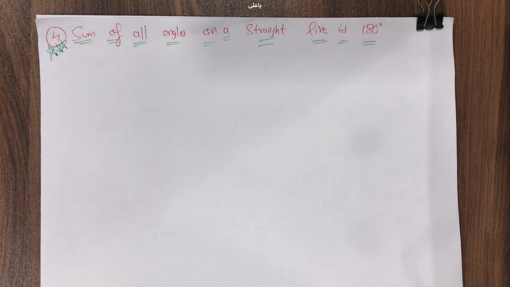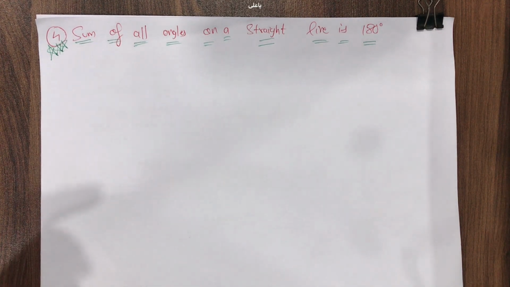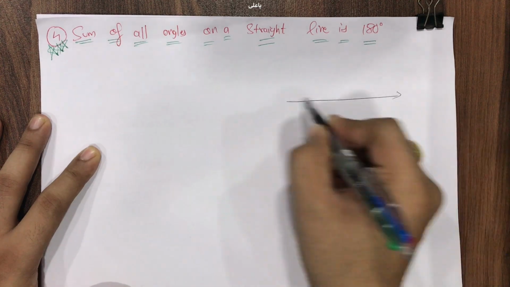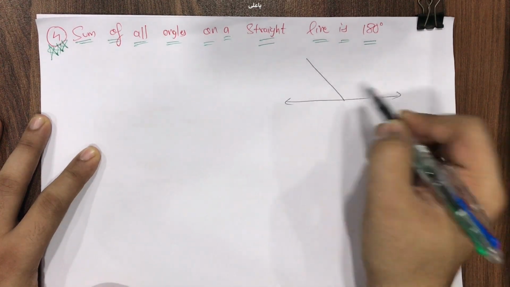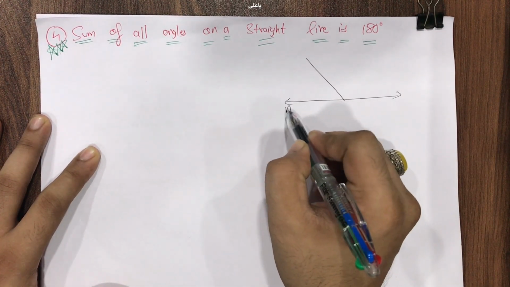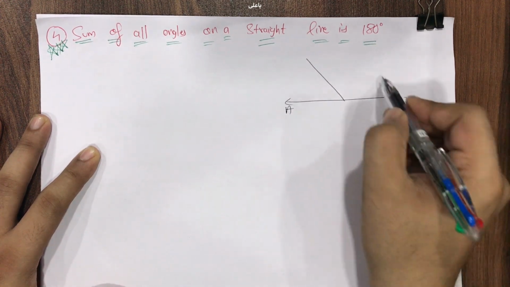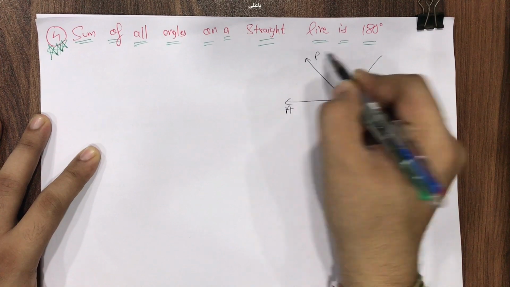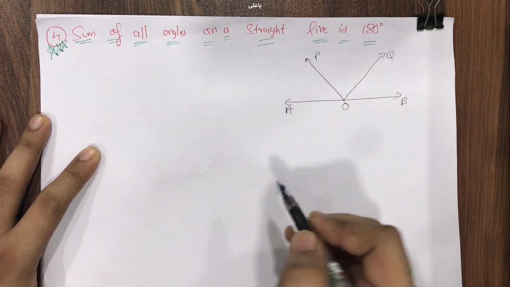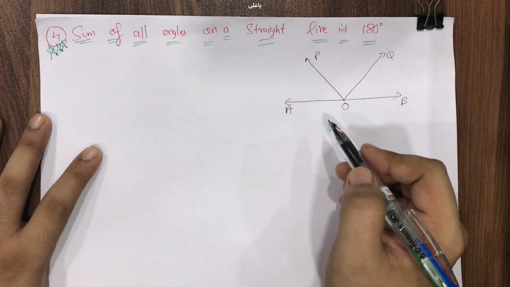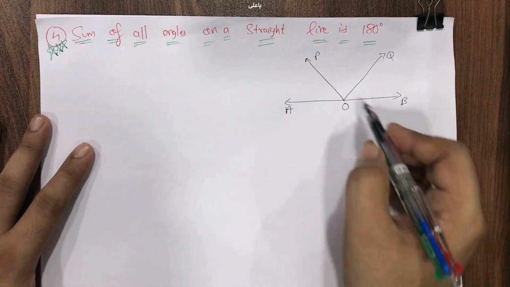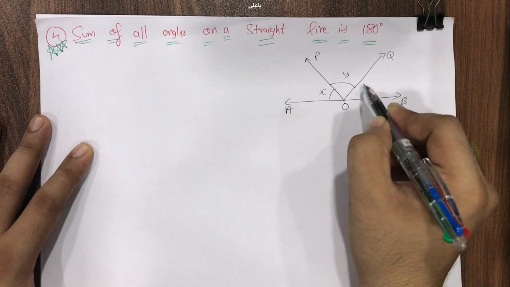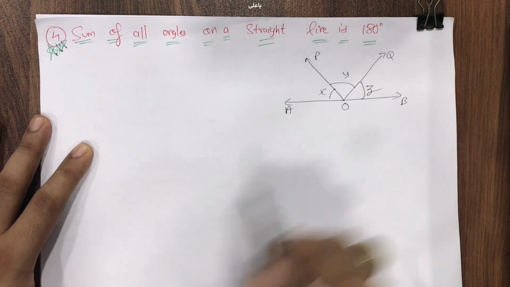Let's very quickly take an example, all of you. Now for example, I have here a straight line. Its name is AB. Let's call this point O. This is point P. This is point Q. Let us say that this angle is X. Let us say this angle is Y. Let us say this angle is Z.